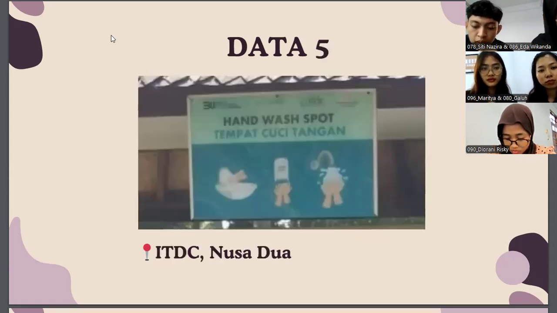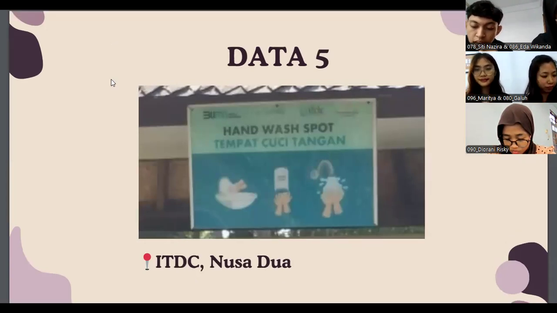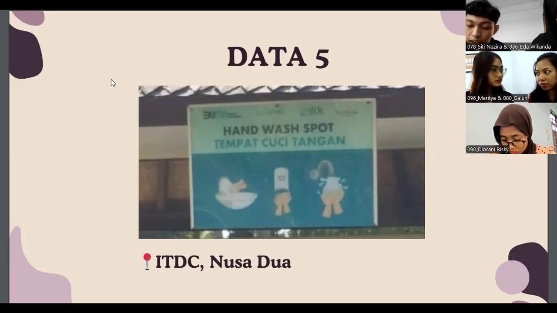For data 5, this public sign was located in ITDC in Nusa Dua. This sign was placed above the hand washing station near the park, and this sign can be considered an illocutionary act. Illocutionary acts are performed via the communicative intention behind the utterance. Here, the intention is to instruct or encourage people to wash their hands at this designated spot, which aligns with the function of an illocutionary act.